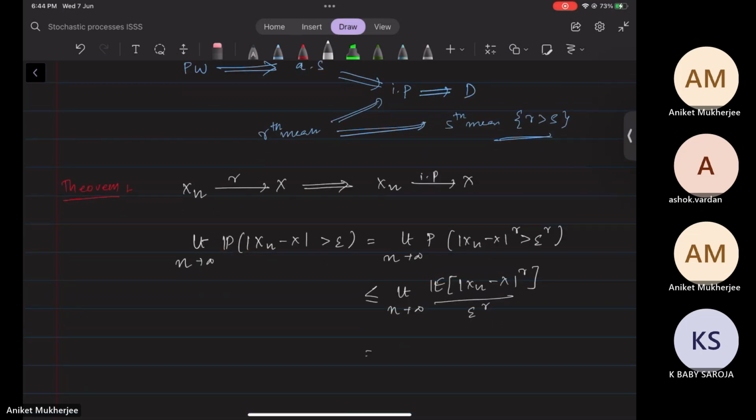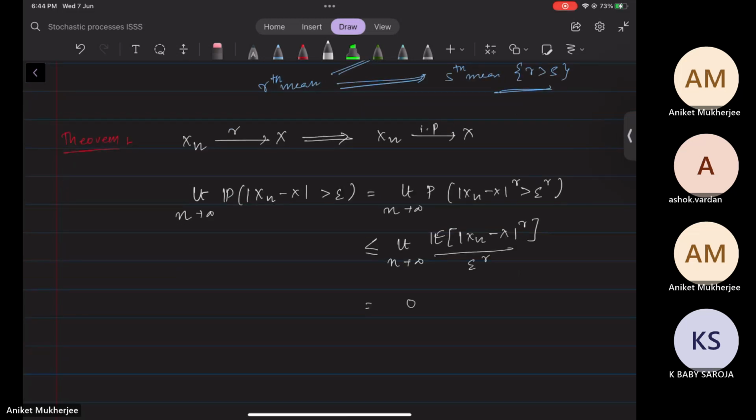Now you can see that this is equal to 0. So you have shown that the limit of probabilities is less than or equal to 0. If the limit of probabilities is less than or equal to 0, that implies the limit of probabilities is equal to 0, because probabilities can't go negative. So you have just shown that limit as n tends to infinity of the probability that |Xn - X| is greater than epsilon equals 0, which implies Xn converges in probability to X.